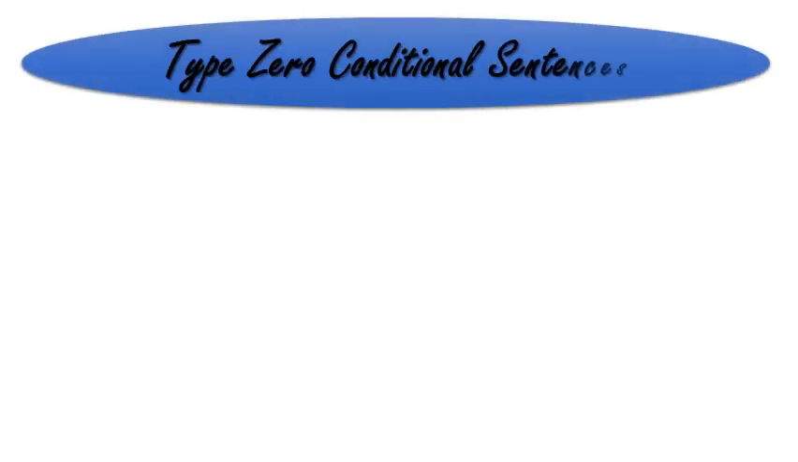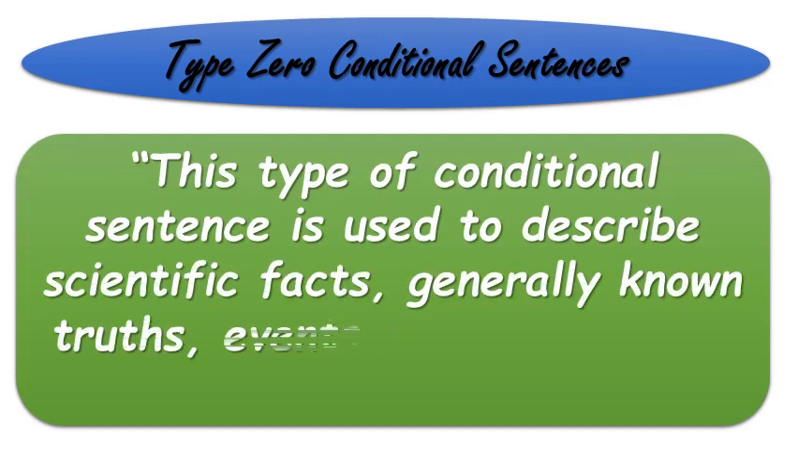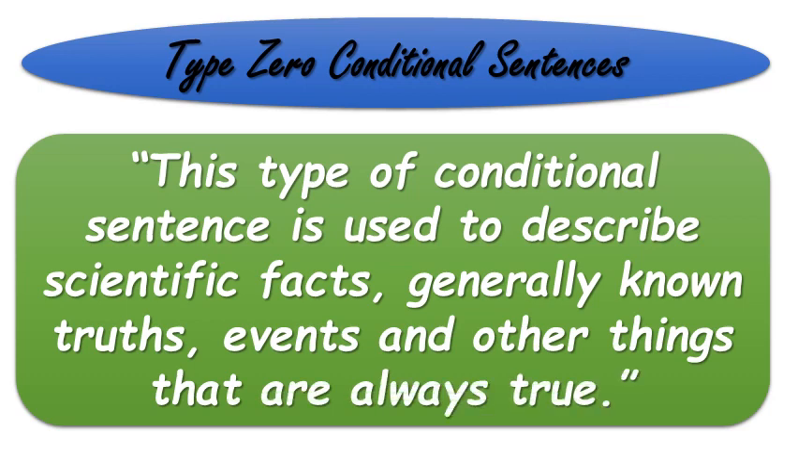Let's see what is the meaning of type 0 conditional sentences or zero condition. This type of conditional sentence is used to describe scientific facts, generally known truths, events and other things that are always true. Or in simple way, we can say that zero conditional sentences are known as real conditionals. They are expressing the real conditions for things that happen, not hypothetical things. They share true statements about things that will happen or do happen in certain conditions or circumstances.